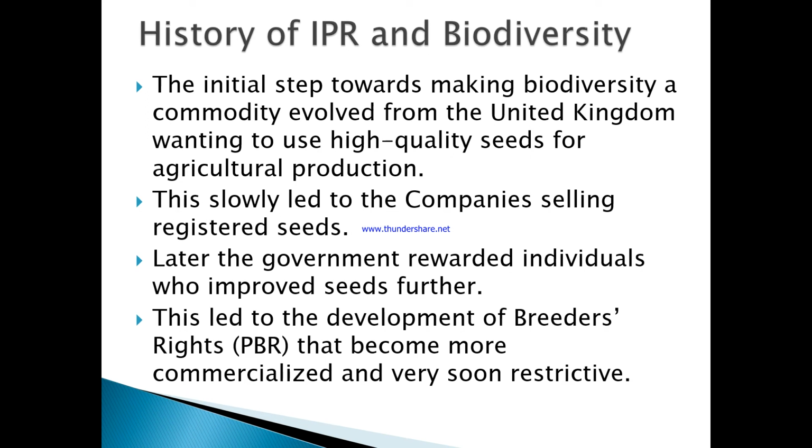History of IPR and biodiversity. The initial steps towards making biodiversity a commodity evolved from the United Kingdom wanting to use high quality seeds for agricultural production. This slowly led to companies selling registered seeds. Later the government rewarded individuals who improved seeds further. This led to the development of breeders' rights, PBR, that became more commercialized and very soon restrictive.